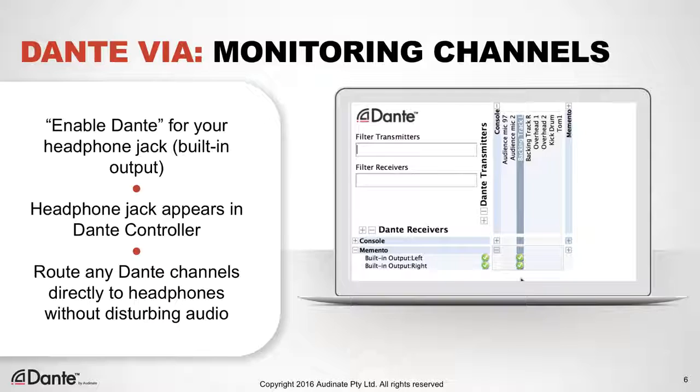Take note that Dante Via runs only at 48 kHz and 24-bit depth, and performs sample rate conversion to ensure that the many different sources and destinations can successfully connect.